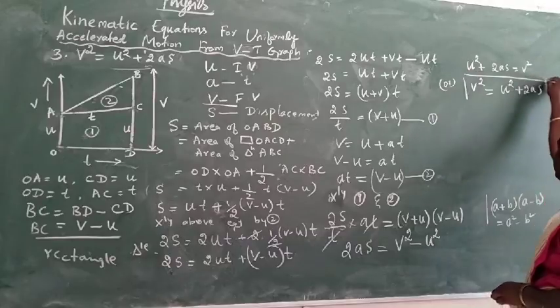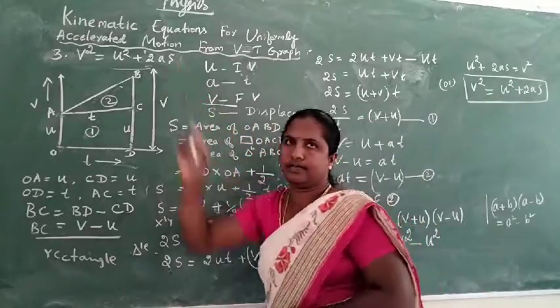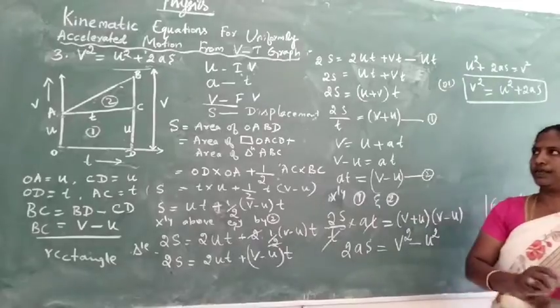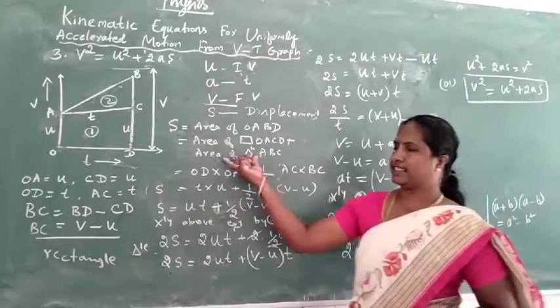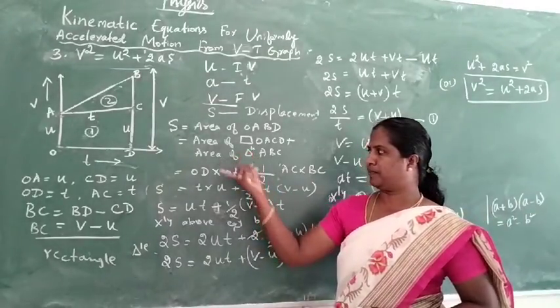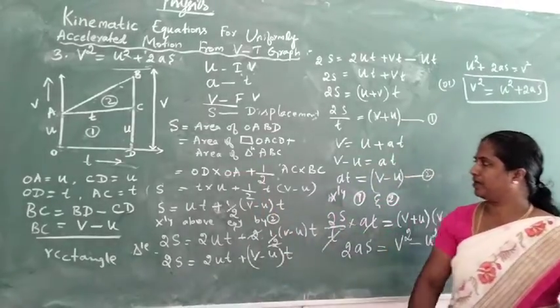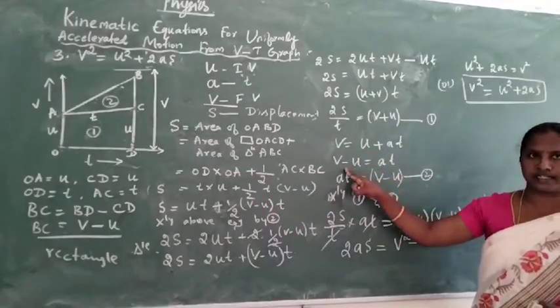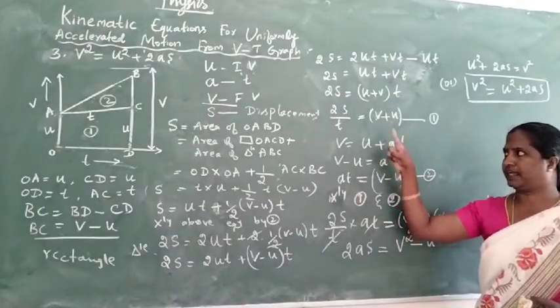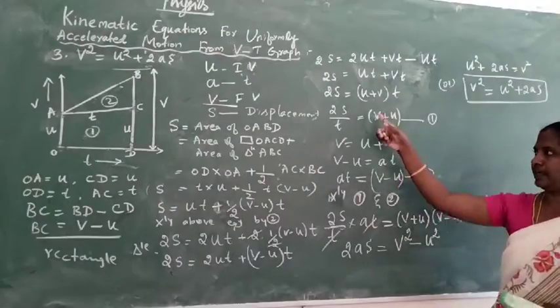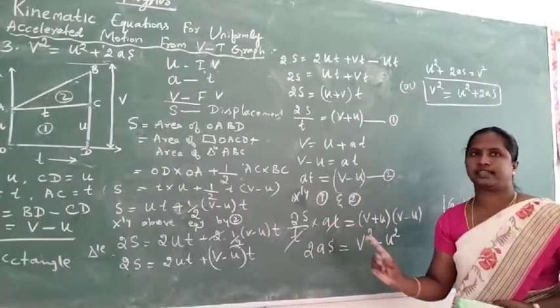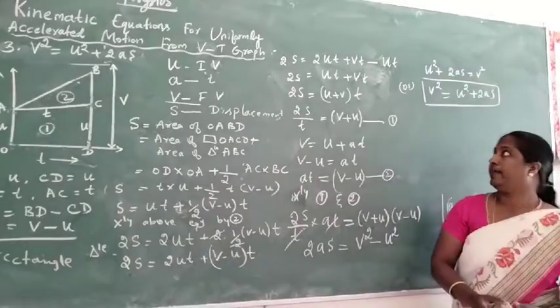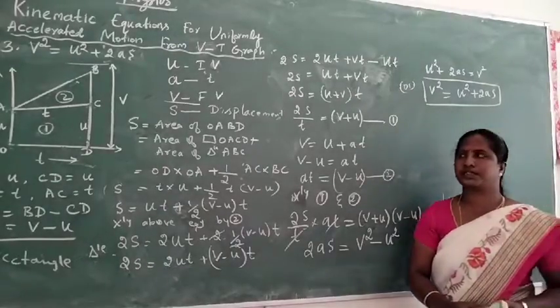So this is the derivation for the third one. What is the third one? V square is equal to U square plus 2AS. So this is the third derivation, by the displacement method, multiplying by 2. The first equation we are considering is V is equal to U plus AT. By this equation we rearrange some terms, then multiply, and T gets cancelled. Then we can derive V square is equal to U square plus 2AS.